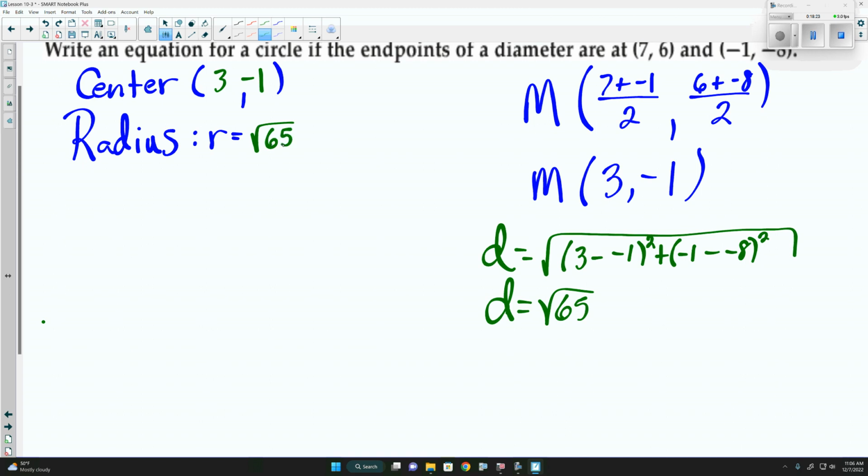Now if we chose the two endpoints and found its distance, it would actually work out to be 2 square root of 65, because the diameter is twice the radius.